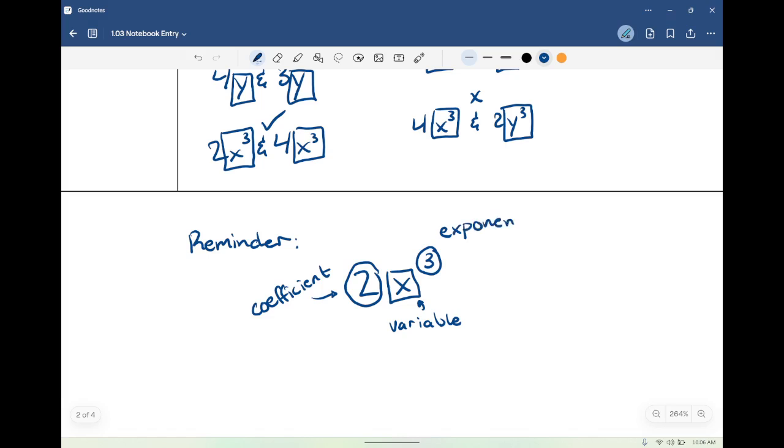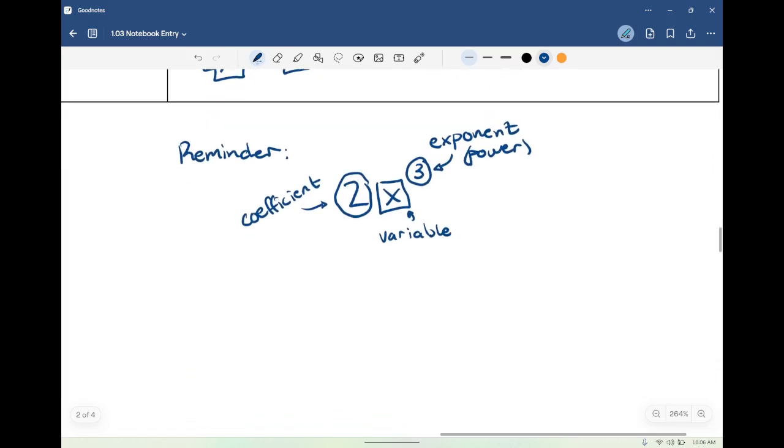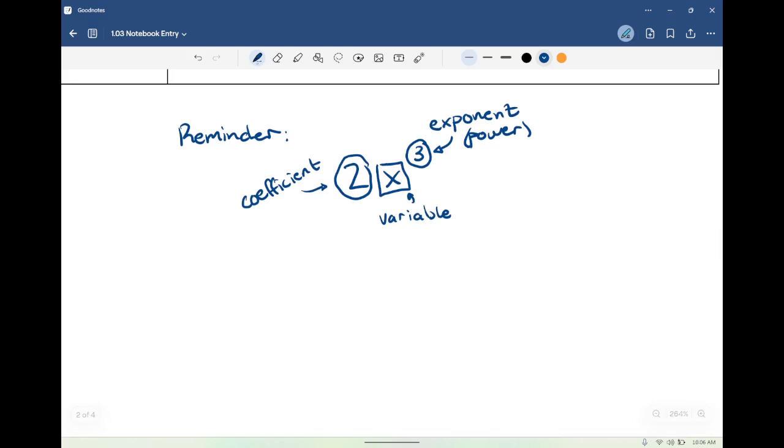Now, exponent synonymous with power, either one. But just really making sure that we know what each of those are, because when we talk about like terms, all of these come up.